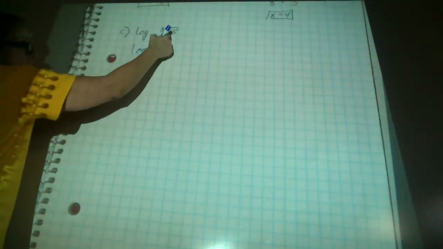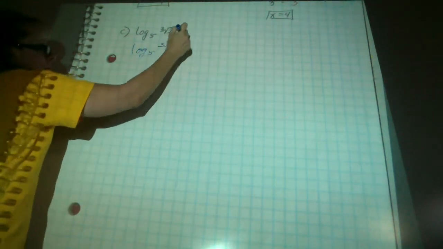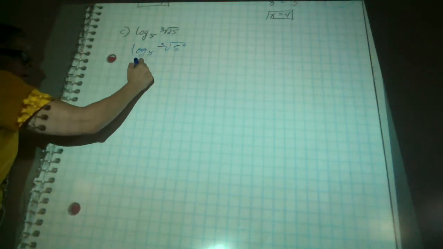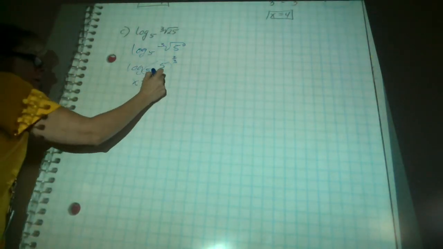Log base 5. What does 25 convert into? How can you convert 25? Can you convert 25 into a base of 5? How many 5s are in 25? That's 2. So you get the cube root of 5 squared, right? Then how do you convert this cube root into a base of 5 with an exponent? Put the 2 over 3. Very good. So I've got 5 to the 2/3. Then what happens when these are the same? Cancel. X equals 2/3. See, you can do it.